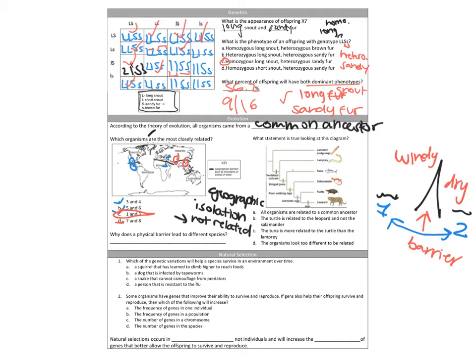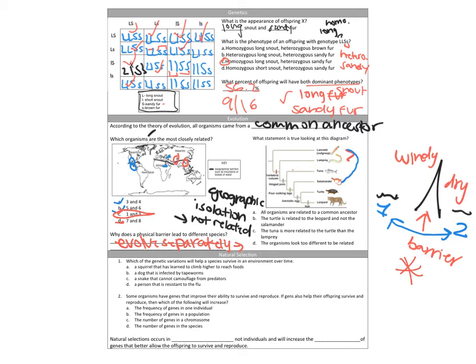Now, why does the physical barrier lead to different species? It goes back up to this picture I put a star by. Because each species, once you split up the population, is going to have to evolve separately, and then you can't freely mate and move between them. Now let's go ahead and look at this diagram. Remember, the closer you are, the more related. The further apart you are, the less related you are.